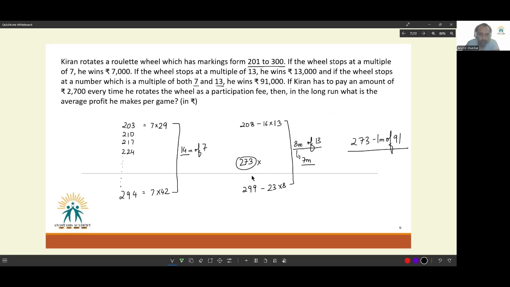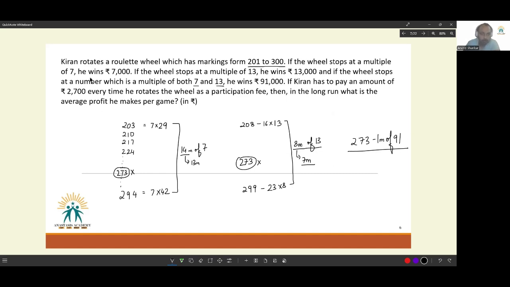This will not be counted in this list. Very similarly, here also, there is going to be a number which will be counted here. It will not be counted here. So we have 13 multiples of 7 alone, but not of 13. 7 multiples of 13 alone, but not of 7. And 1 multiple of 91.